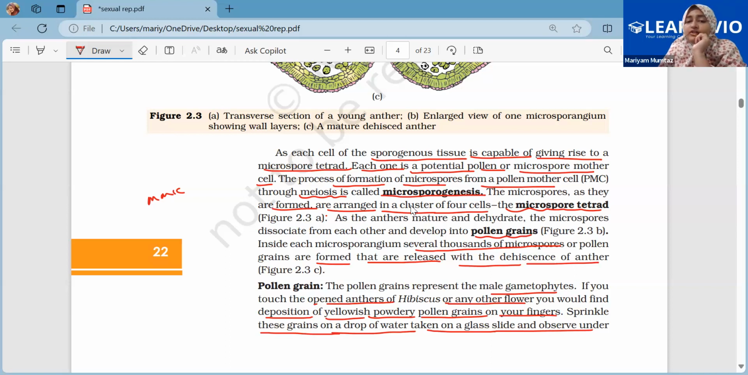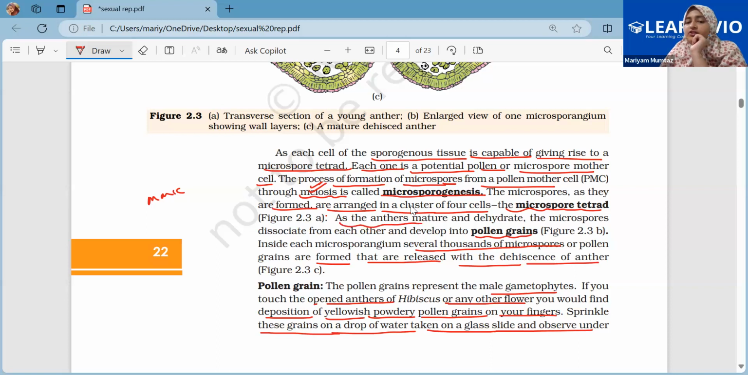Now, the process of formation of microspores from the pollen mother cell is known as microsporogenesis, and it takes place through meiosis. Remember, no matter whether it is plants or animals, the process of formation of gametes takes place through meiosis. Clear? Now, the microspores that we are talking about are formed and arranged in a cluster of 4 cells. That is why we call them a microspore tetrad.